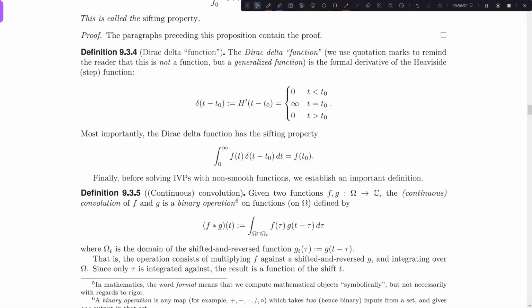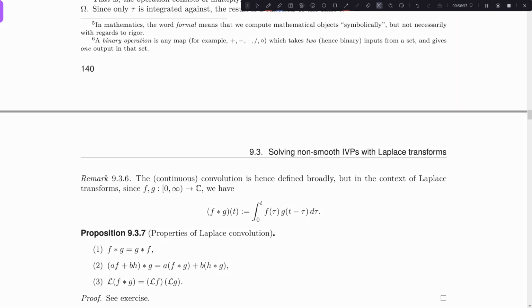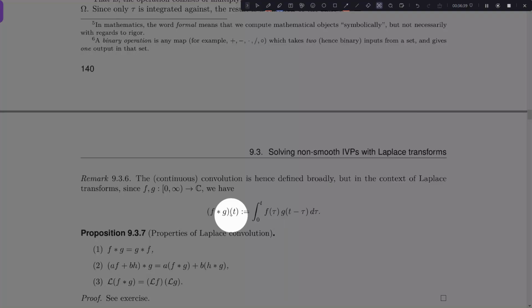Now, that's kind of the formal definition. I'm going to scoot down to how this gets defined in the Laplace transform sense. In the Laplace transform sense, this is the Laplace convolution. So if I convolve two functions f and g in the Laplace transform sense, I take the integral from 0 to t of f of tau, g of t minus tau, d tau. So this is what I want to think of when I'm in this course for Laplace convolution.